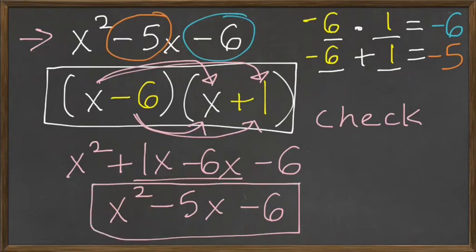Right? And we can see that's what we had originally. x squared minus 5x minus 6. So indeed we did it correctly. x minus 6 times x plus 1 is the correct factored version.